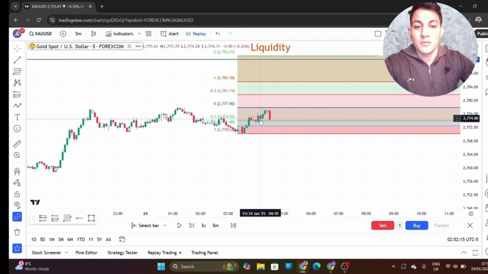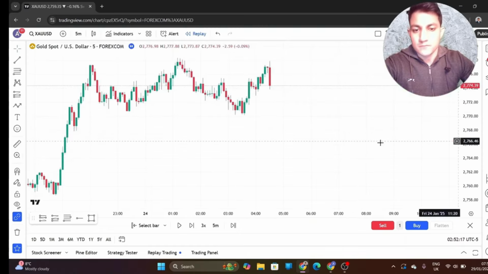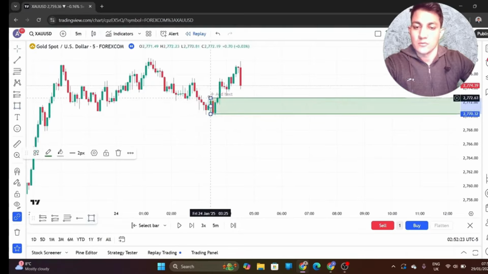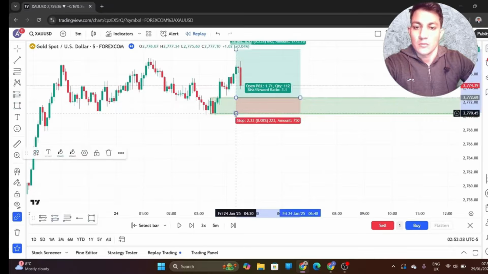Now, let's just remove the Fibonacci. Let's say you wanted to enter on the order block, right? So let's just mark out the order block. This right here is your order block, right? What you would do, you'd enter like this, right? Stop loss at the low.